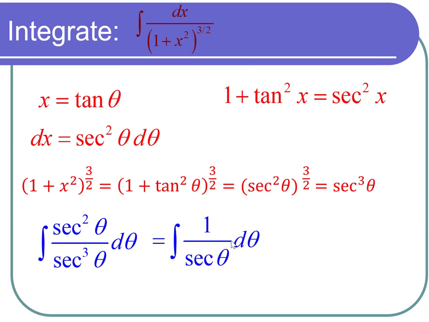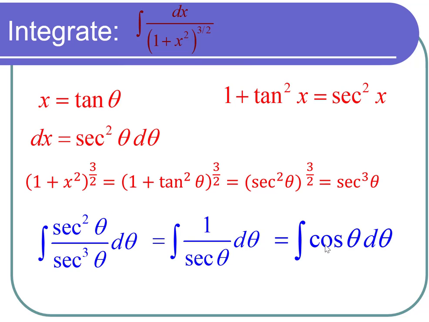But 1 over the secant of theta is very nice, because remember the secant of theta is 1 over the cosine of theta. So 1 over that is just the cosine of theta. And the integral of the cosine of theta d theta is very easy. That's just the sine of theta plus c.